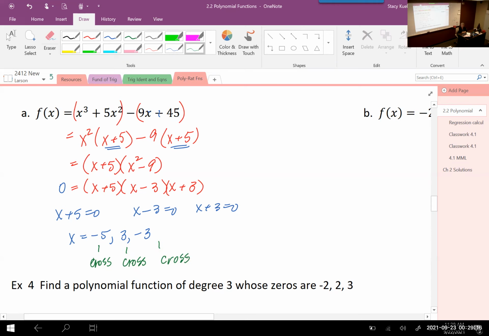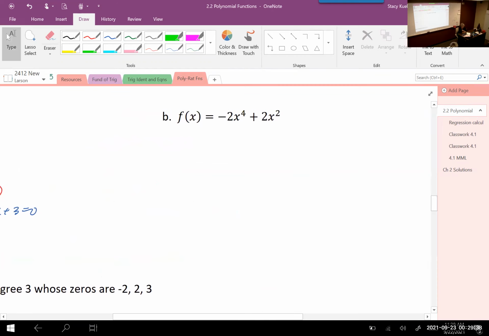Okay? Is that what you were talking about doing, Eric? Yeah, that's the grouping method, and it's basically just a form of the GCF. Okay, so when we are solving for roots, we want to put it in its factored form if at all possible.